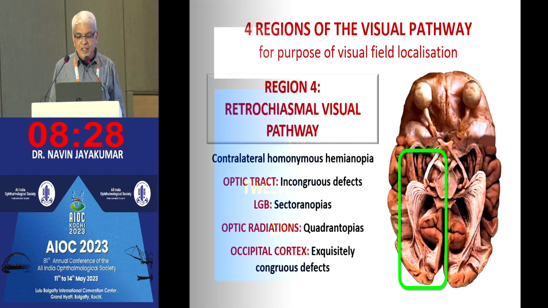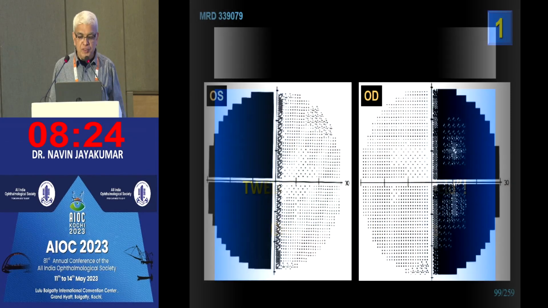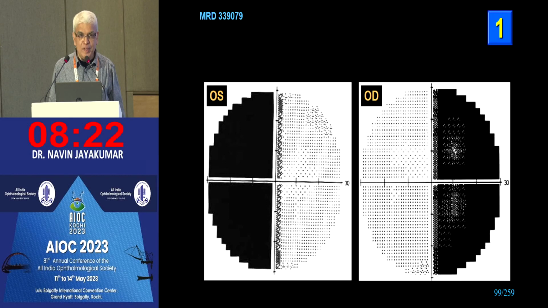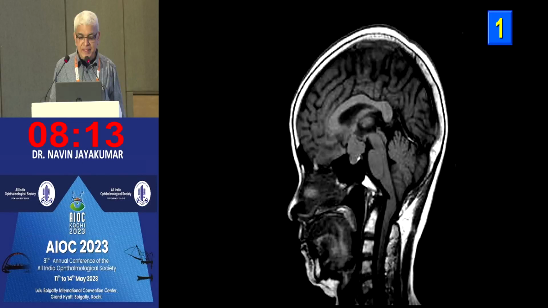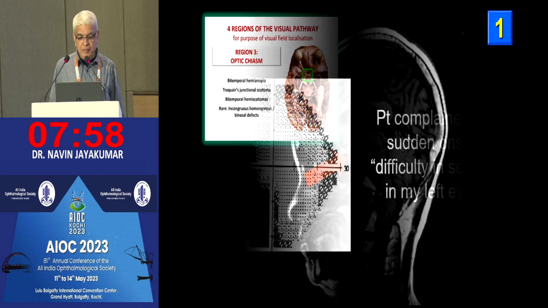Okay, so let's start with the first one, which I will proceed here and give you a few tips and tricks and mistakes that can happen. I think all of you can recognize this kind of field defect. This is a classic one, very commonly visualized. It's a bitemporal hemianopia, and this is due to, in this case, a pituitary adenoma with suprasellar extension pressing on the optic chiasm from the top. So this is classically region 3.